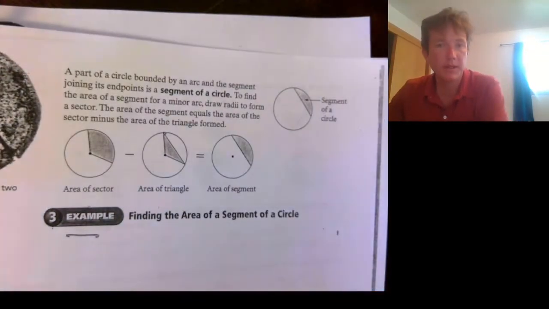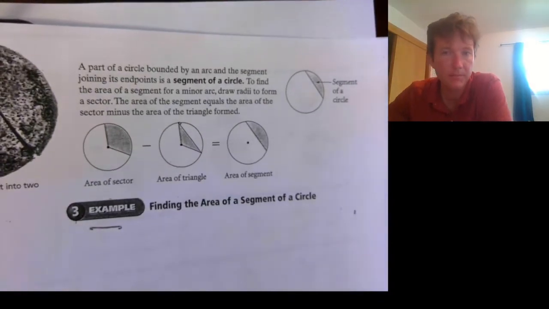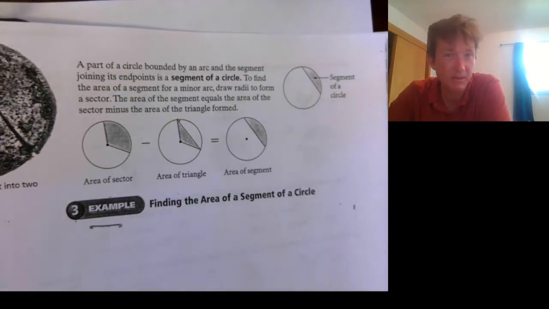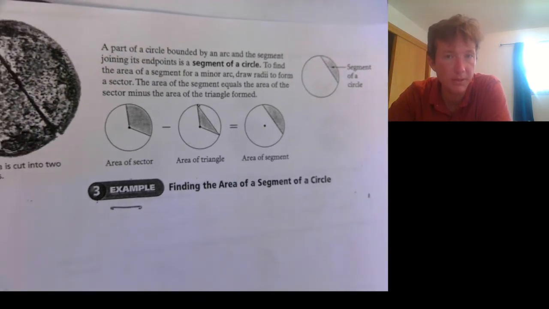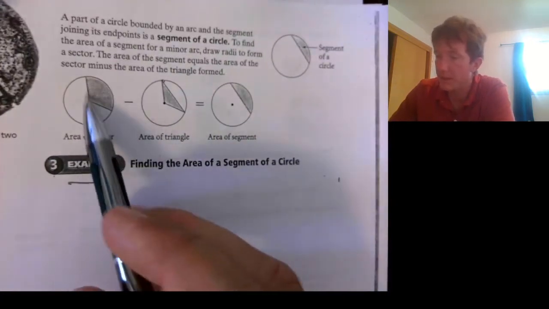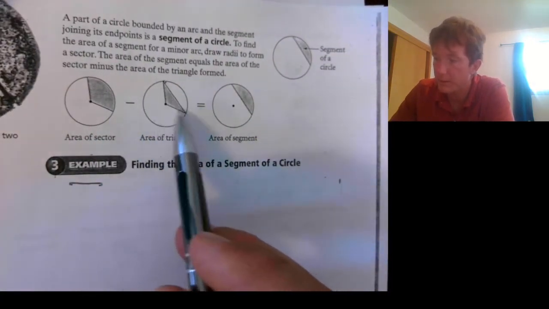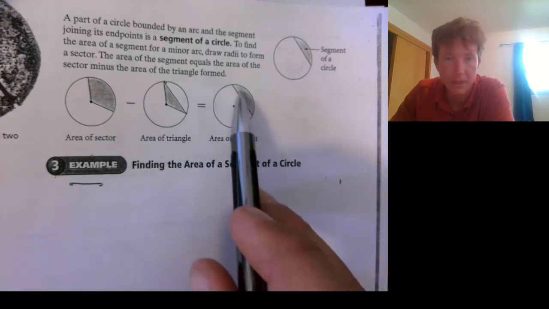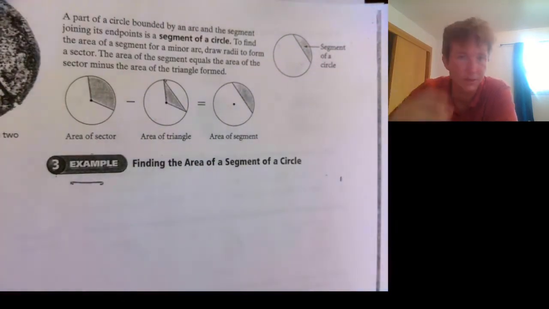Okay, now this is where we're going to split up the sectors. This is called a segment. Okay, a part of a circle bounded by an arc and the segment joining its endpoints is a segment of the circle. To find the area of a segment for a minor arc, draw radii to form a sector. The area of the segment equals the area of the sector minus the area of the triangle that's formed. Okay, so we get this sector here minus the little triangle that's formed there. That will give us the segment, or like the cross-sectional slice of that circle.